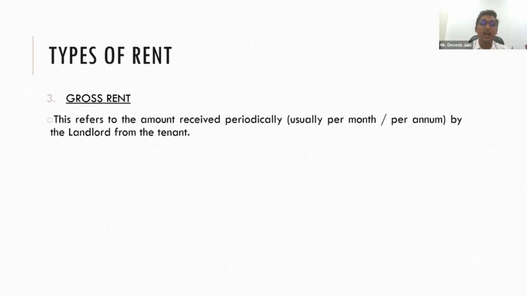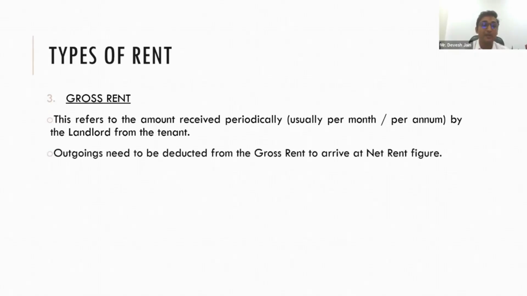Next we talk about the gross rent of the property. This refers to the amount received periodically from the tenant by the landlord, which can be calculated per month or per year, and which is inclusive of all the outgoings. Outgoings need to be deducted from the gross rent to arrive at the net rent figure.